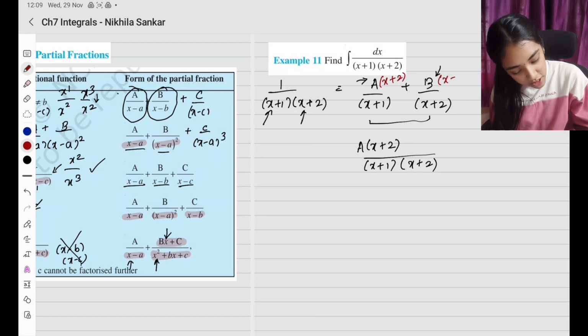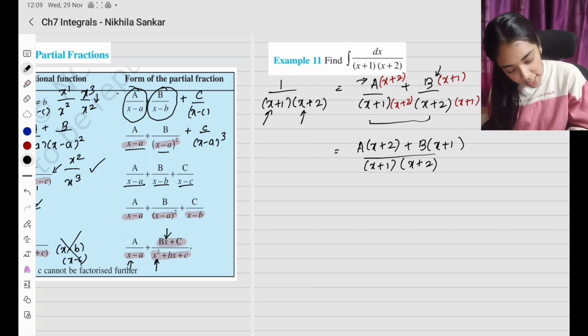And what is missing here? I have to multiply by x plus 1 in the numerator and the denominator. Here I have to multiply by x plus 2. So this is what I am doing. Plus b times x plus 1, and the left hand side remains the same.